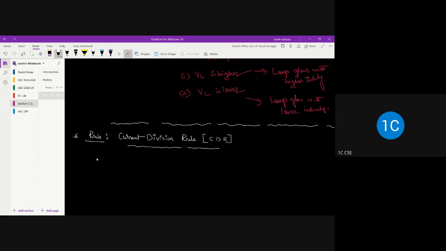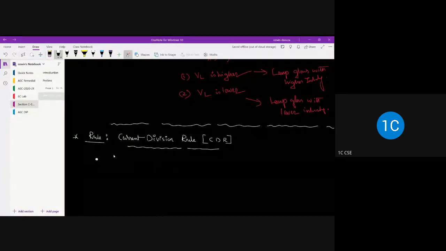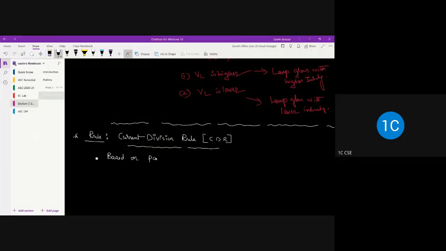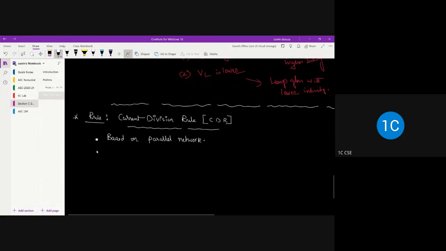Now, this current division rule is based on a parallel network. The second thing is that this current division rule holds good for only two resistors connected in parallel.